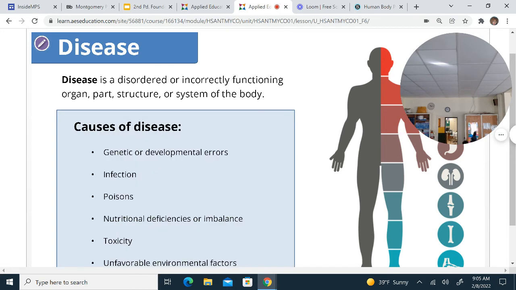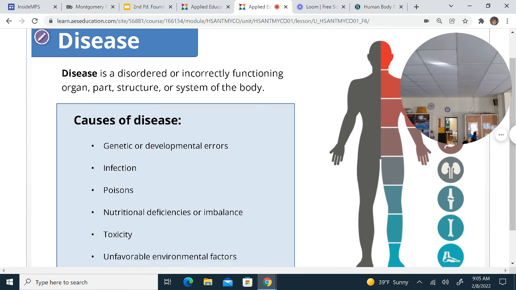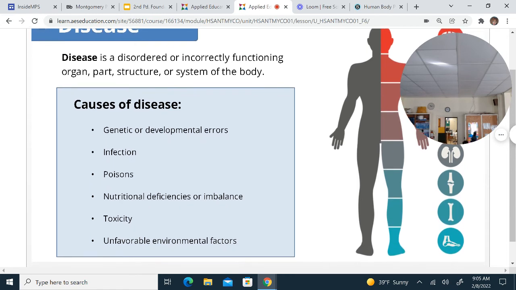Disease can be the result of the effect of genetic or developmental errors, infection, poisons, nutritional deficiency or imbalance, toxicity, or unfavorable environmental factors. So these are reasons why people have diseases. It could be genetic, like diabetes is something that can be hereditary, or high blood pressure. If your family members, like your parents or siblings, have had it, the possibility is that you could develop it as well. If you have an infection, poisons can poison your body and cause disease.